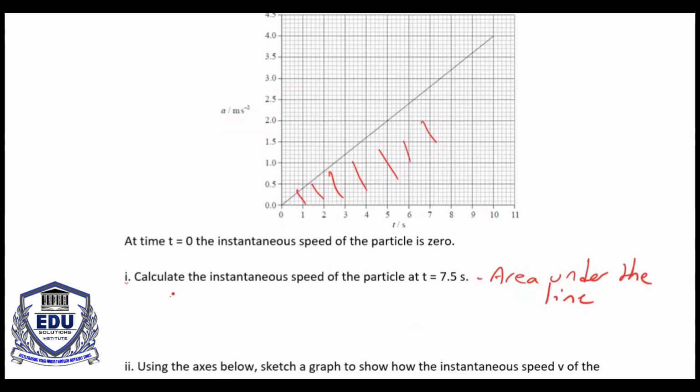So the instantaneous speed is equal to half the base times the height. The base is 7.5 seconds, and the height is this point, which is at 3 meters per second squared. Therefore, that value would be 11.25, which rounded off to 1 significant figure is 10 meters per second. That would be your instantaneous speed at that specific point.